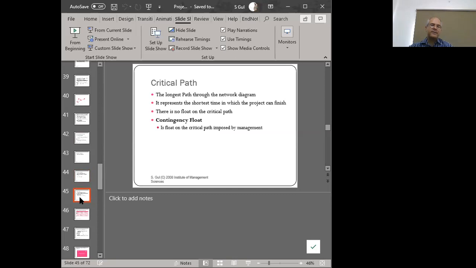Now the critical path, I've done a separate video on this for us. There were certain characteristics of the critical path, which is that it was the longest path through the network. It was the shortest amount of time in which the project could be completed. The critical path had zero float. It could go through the dummy and we could have more than one critical path, right? So these are the characteristics of the critical path.